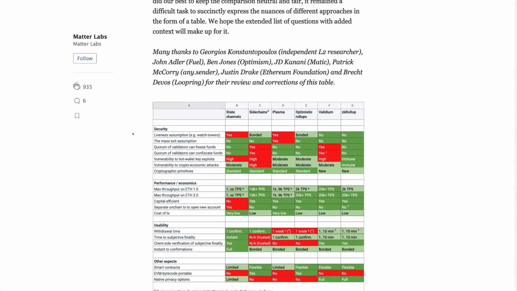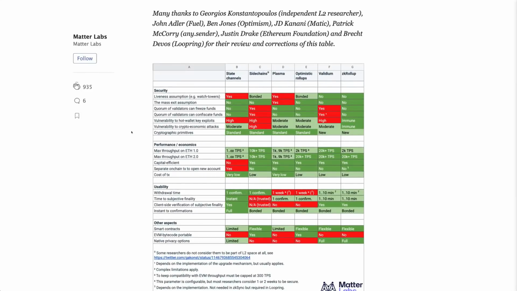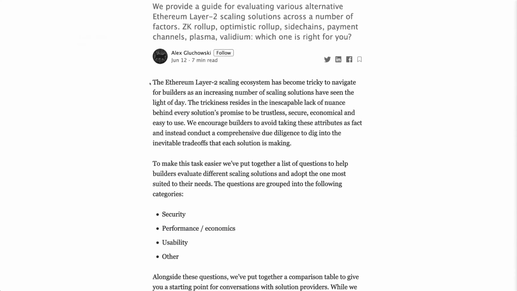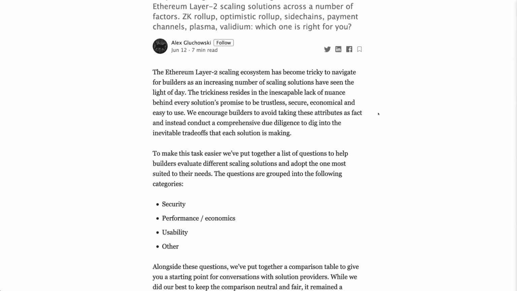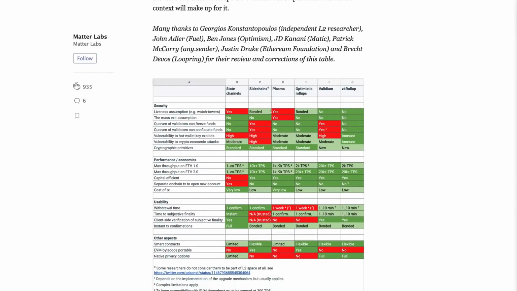Now, guys, when it comes to layer 2 scaling solutions, there are a whole range of solutions. They can be categorized into these categories. This is a post on medium.com by Matter Labs. I really appreciate them putting the work in here. They say how it's hard to find objective posts discussing the attributes of these different solutions. So big props to them, to Alex Gluchowski, for writing this. This was just this year on June 12th. So he talks about state channels, sidechains, plasma, optimistic rollups, validium, and ZK rollups.